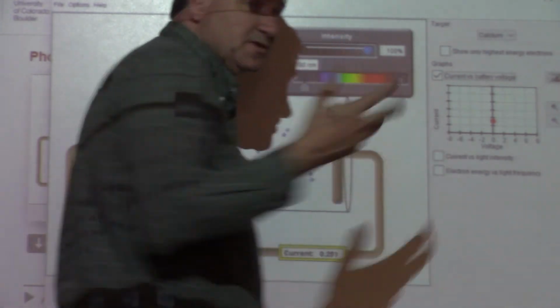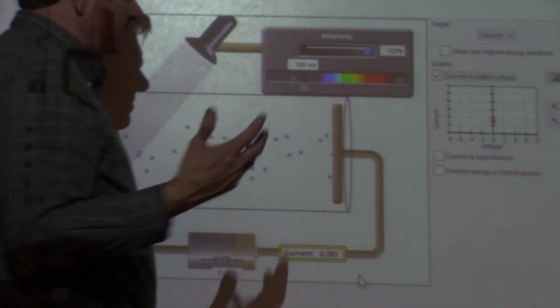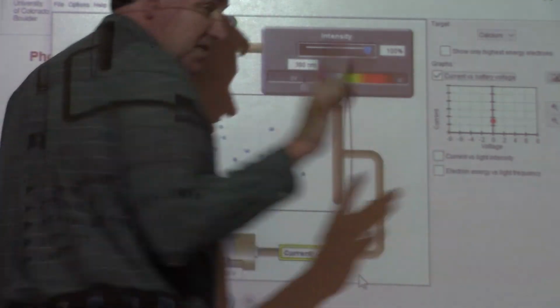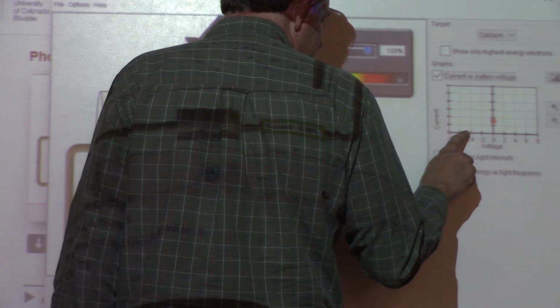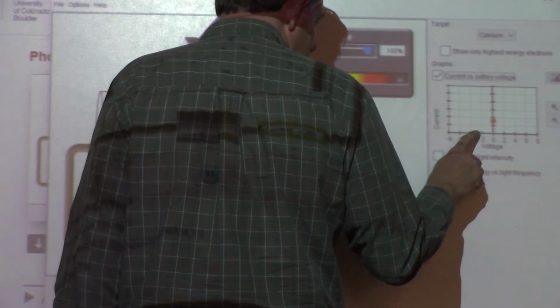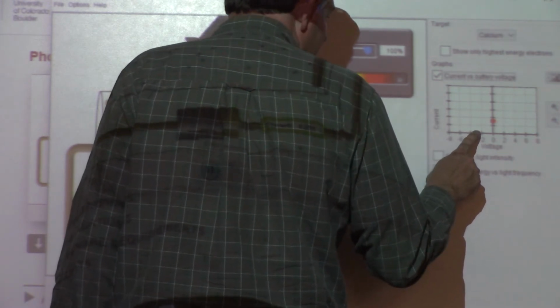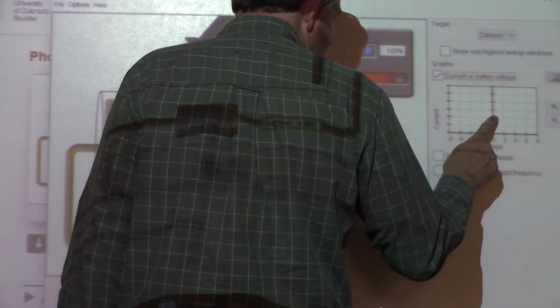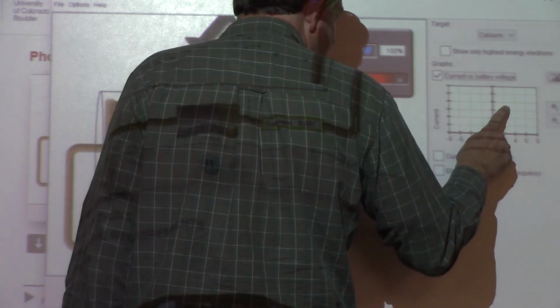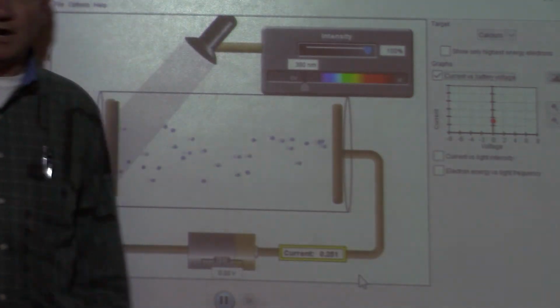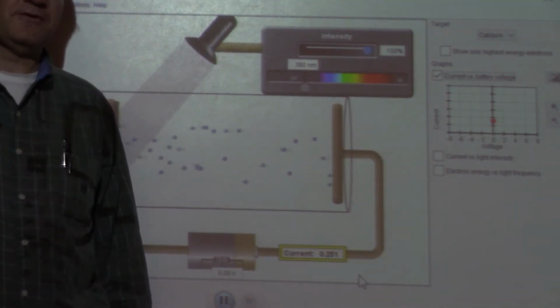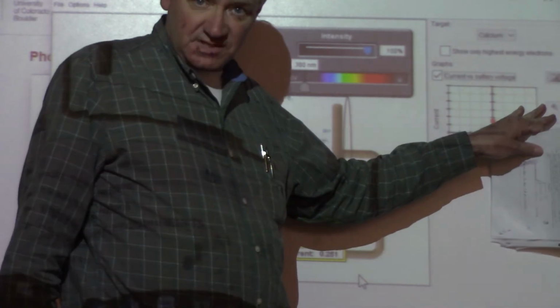So, hopefully at this point you should realize this is going to be a function of the stopping voltage. Hopefully, without giving it away, you would realize that this is going to be a horizontal line. I'm going to stop, I won't have any current. And then I'm going to let more and more electrons make it across. And then eventually that's going to level off, because then all the electrons are going to be making it across.